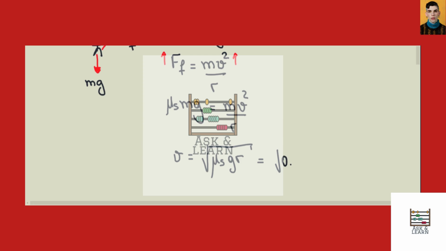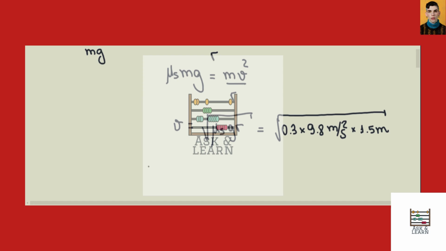μs is equal to 0.3, g is 9.8 meters per second squared, while r is 1.5 meters. So v is equal to 2.1 meters per second. This is the maximum speed of the girl on the merry-go-round before she starts to slip, which concludes our exercise.